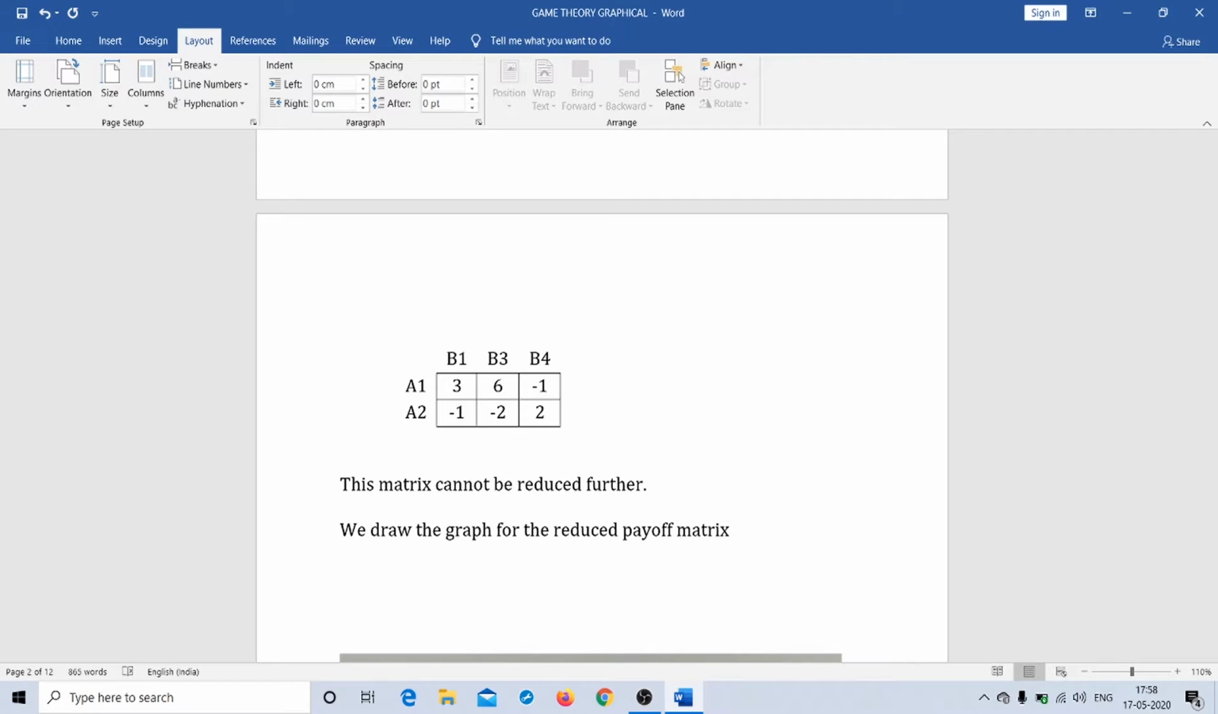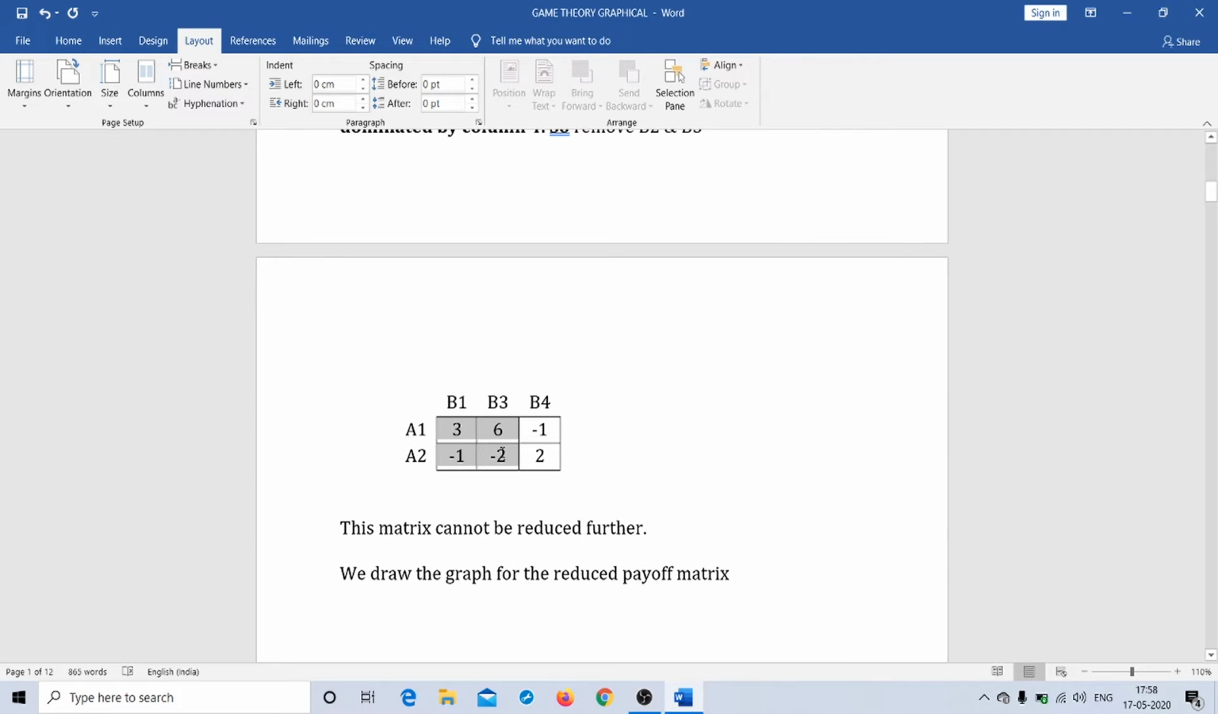Once I get this matrix, I have 2 strategies for A and 3 strategies for B. Now when you look closely at this payoff matrix, I draw the conclusion that this matrix cannot be reduced further.